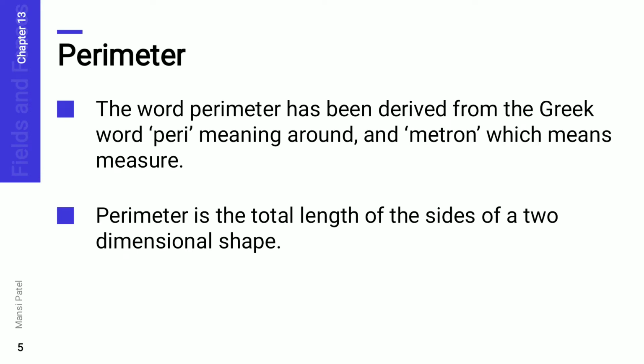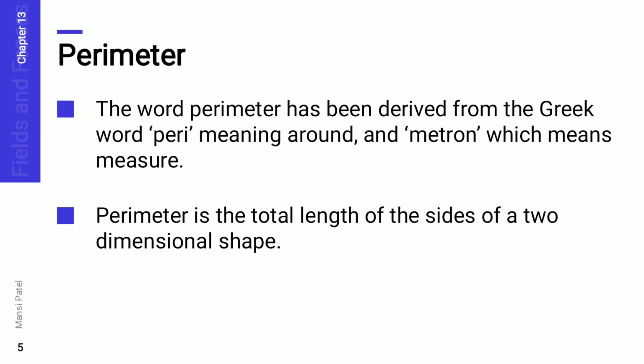Now what is the meaning of perimeter? Perimeter is the total length of the sides. If any shape is given to you, and you have to find out the total length of its sides, if you add all the sides, then you get the perimeter of that shape. And you can find the perimeter only in a two-dimensional shape.